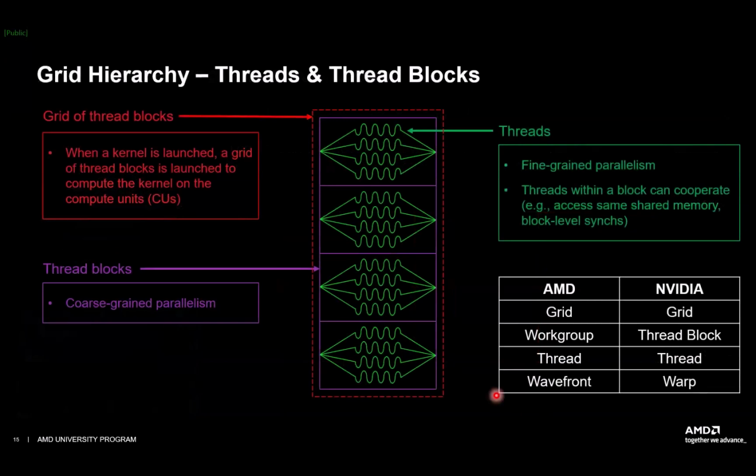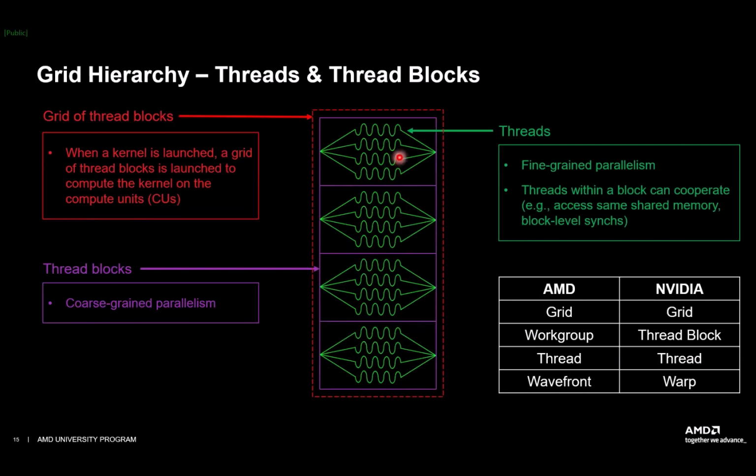This is showing the grid hierarchy that is used in GPU programming. So you have a GPU kernel or function that you want to run on the GPU. And when you launch this kernel, a grid of thread blocks is launched that has some number of thread blocks and threads. And this is how the problem is broken up to be run on the hardware. So you have this coarse-grained parallelism where it's the thread blocks, and then within the thread blocks you have some number of threads.